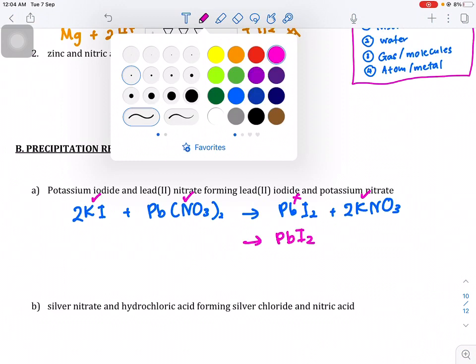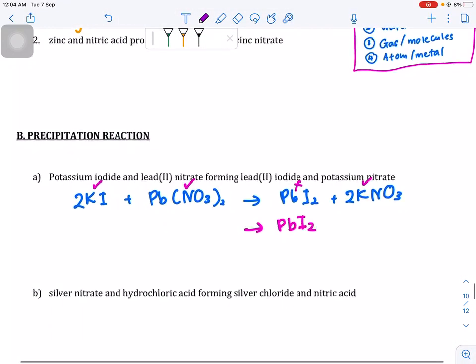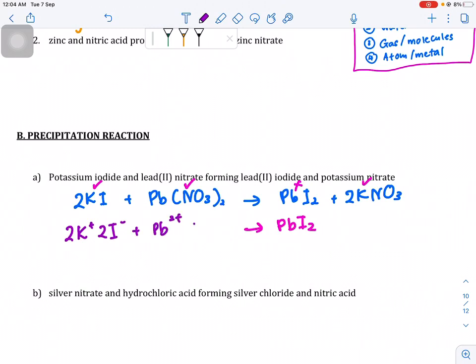Okay. So yang boleh dipecahkan, kita akan mula pecahkan dia. Potassium iodide contain potassium ion and iodide ion. Ada berapa? 2 potassium, 2 iodide. Okay, lead(II) nitrate contain Pb2+, and also nitrate ion. You kena ingat charge sangat-sangat untuk writing ionic equation ni. How many nitrate? We have 2 nitrate. And potassium nitrate contain potassium ion and nitrate ion. How many potassium ion? 2. How many nitrate ion? Also 2.